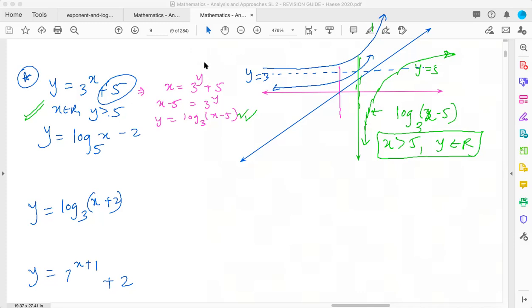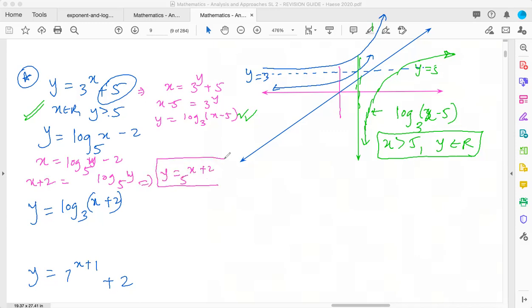Now let's take the next example here. That is log of x minus 5 to the base 5, minus 2. When you find the inverse of this function, you just interchange x with y and make y the subject. So x plus 2 is equal to log of y to the base 5. So y is 5 to the power x plus 2.